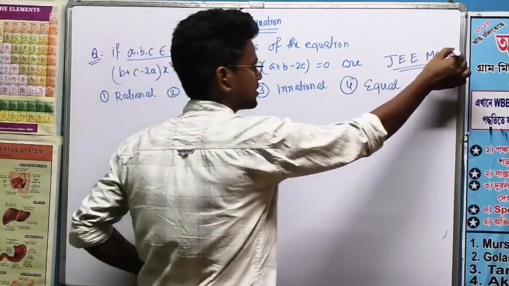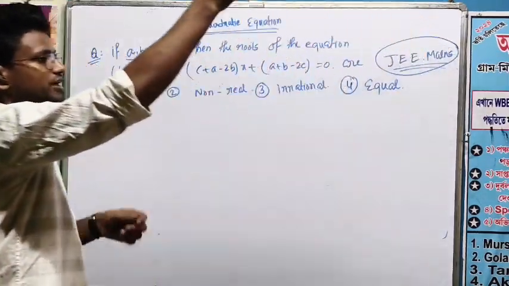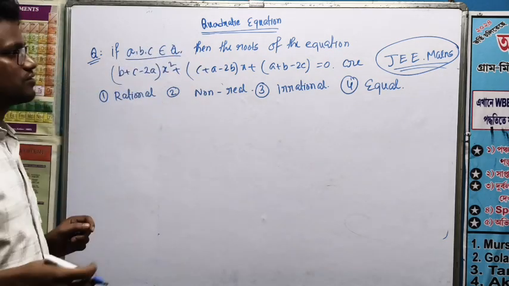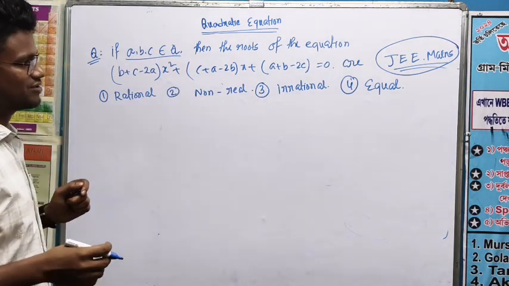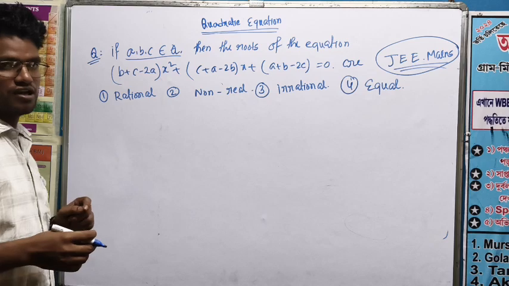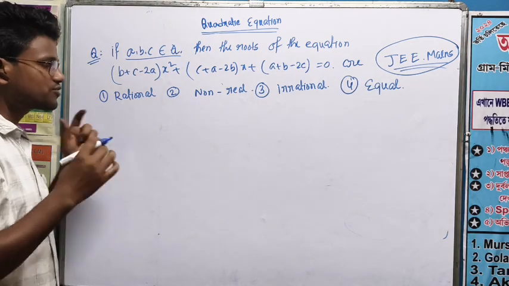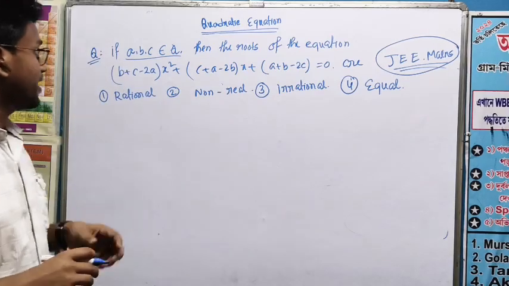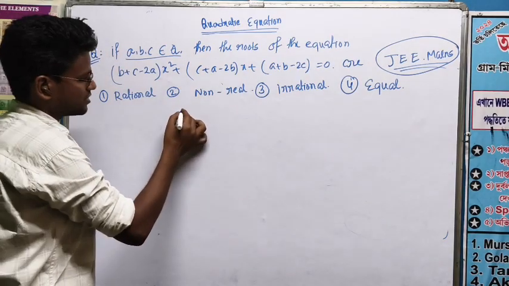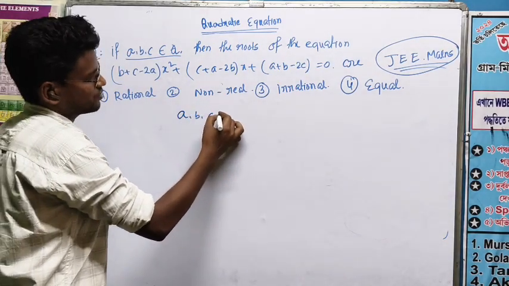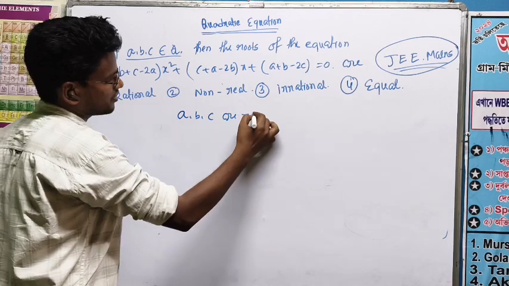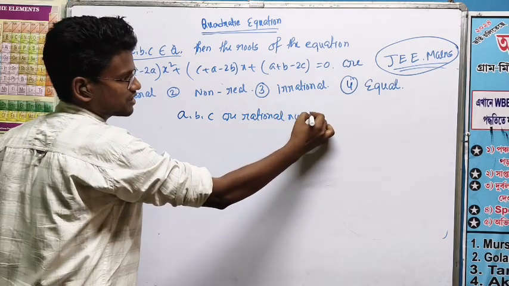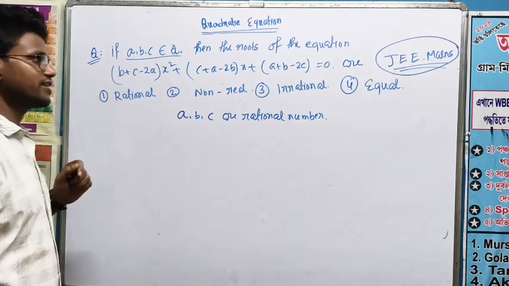And this question came in JEE Mains. I forget the exact year, but that is not important. What is important is how to solve or how to approach these questions. So let's start. At first, a, b, c are rational numbers.